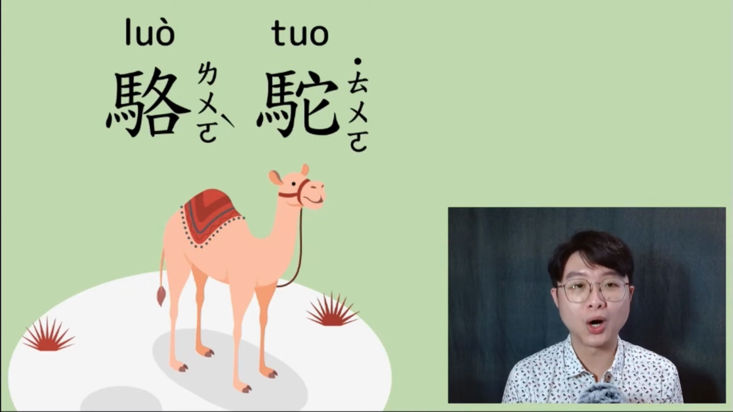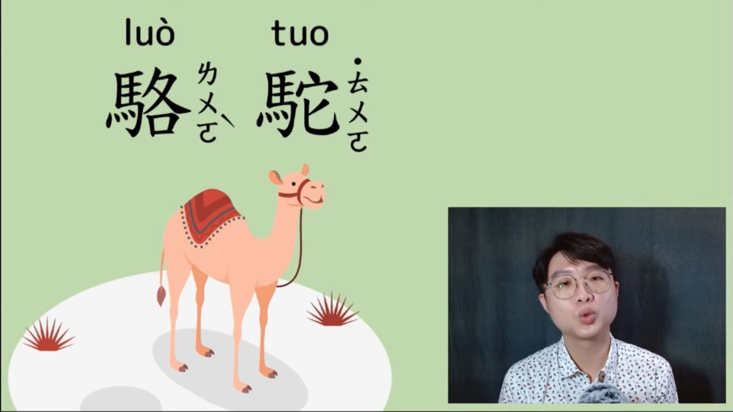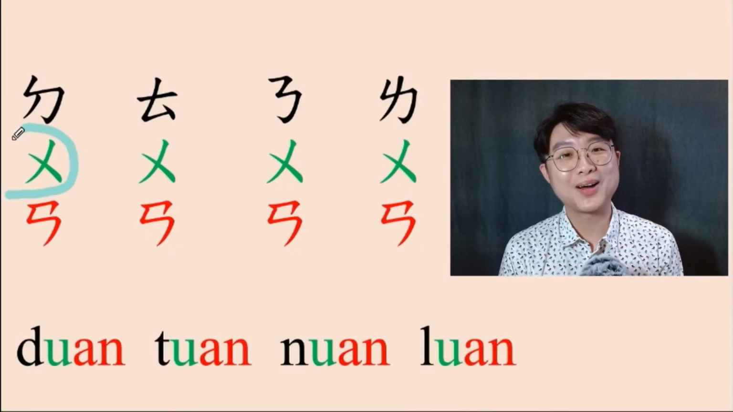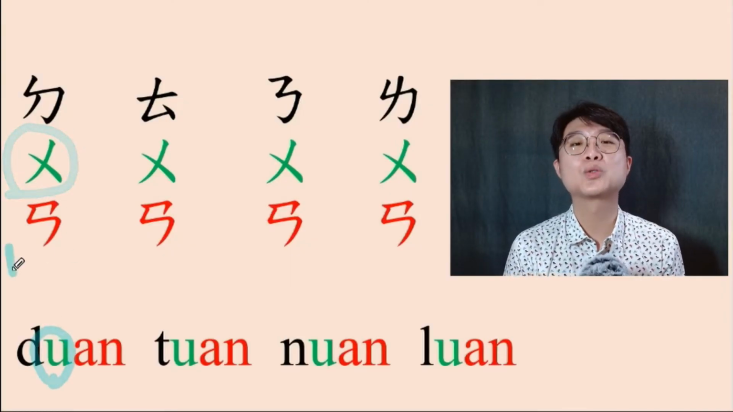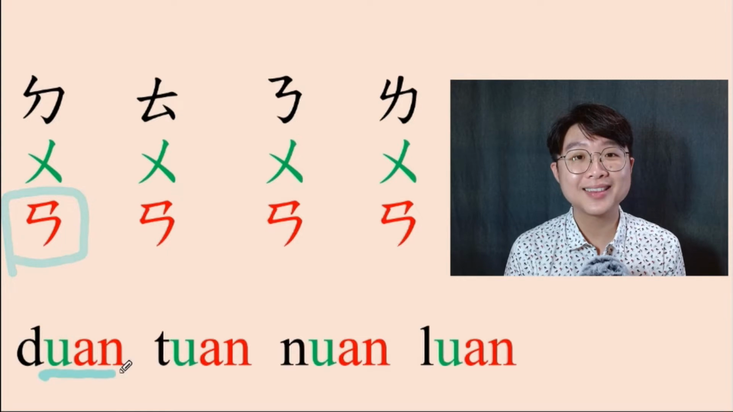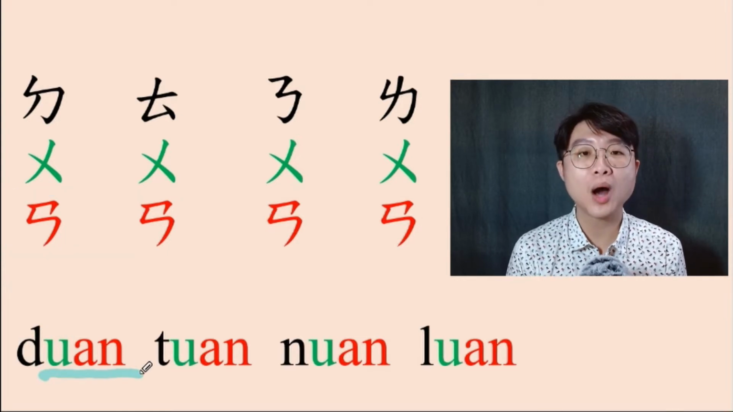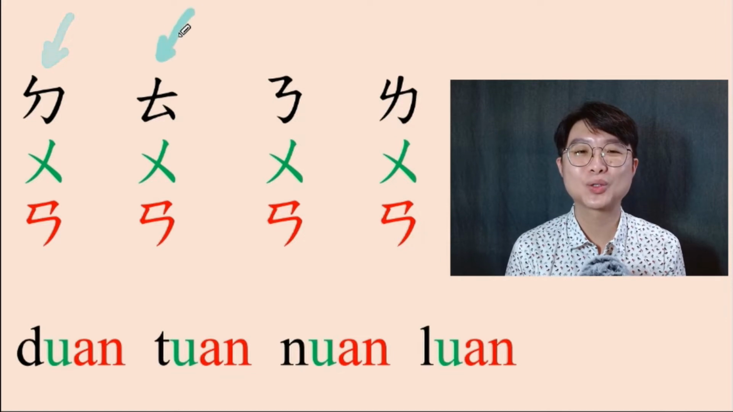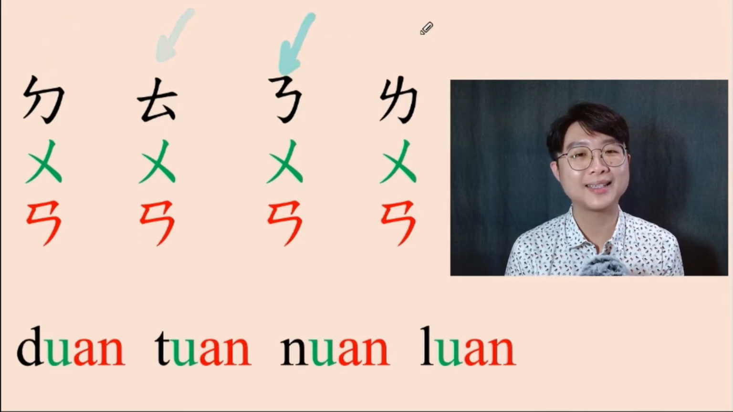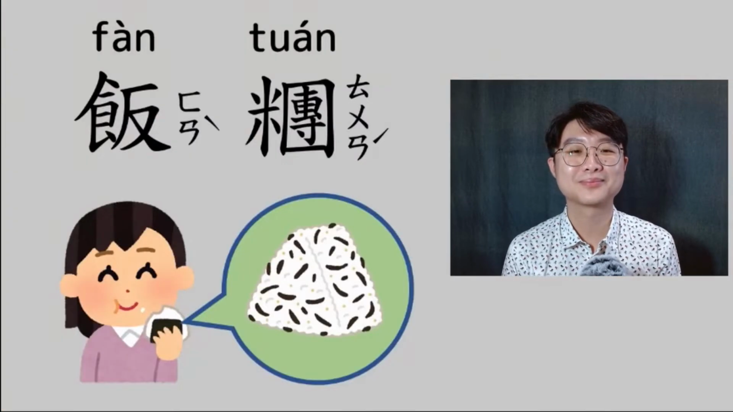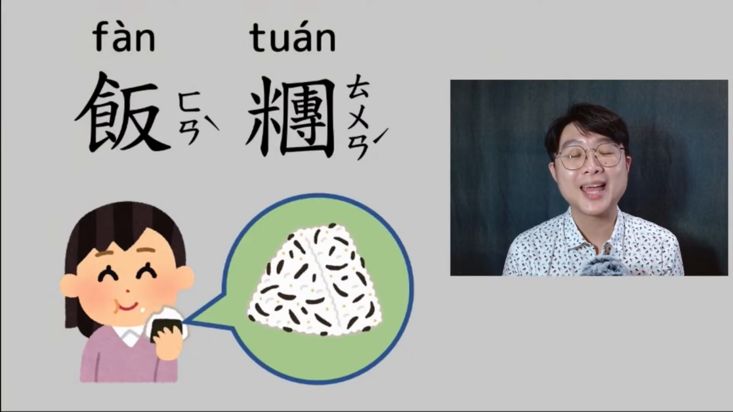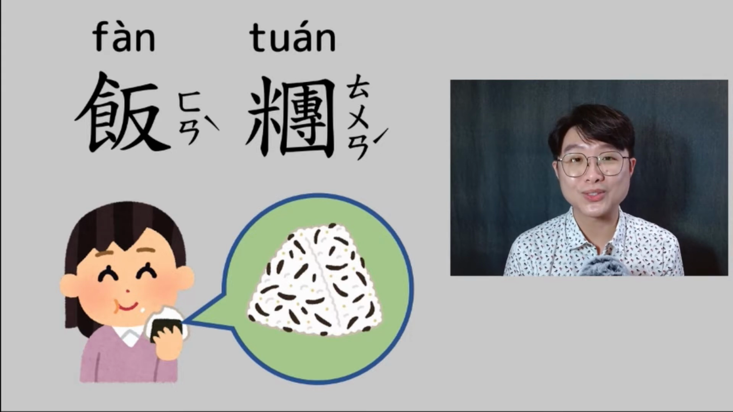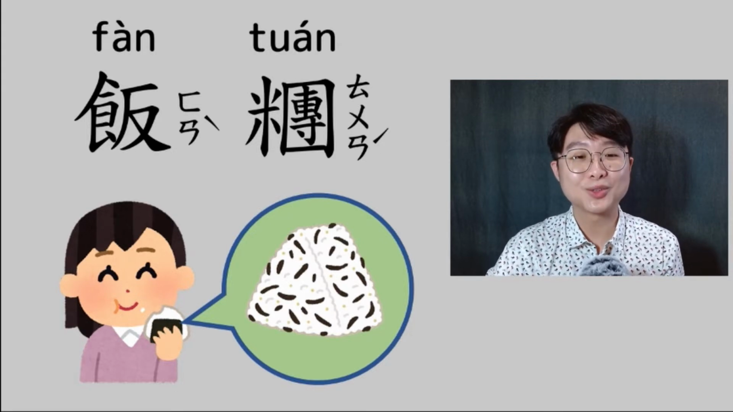Next one, when the oo goes with an, together it's uan. Follow me. 端 团 暖 luan. Oh, have you ever tried this? You can buy them in convenience stores. 饭团.